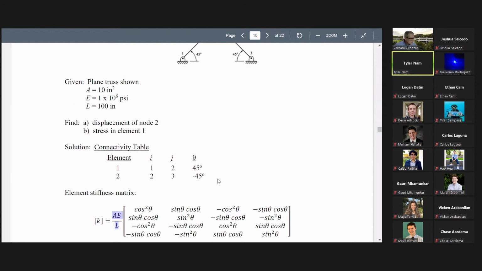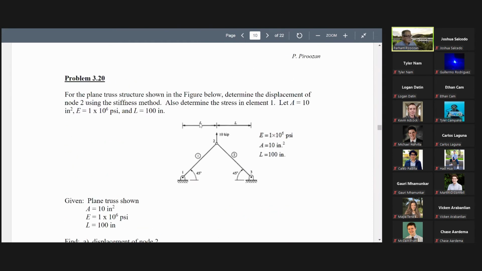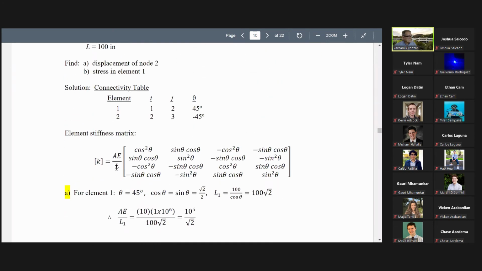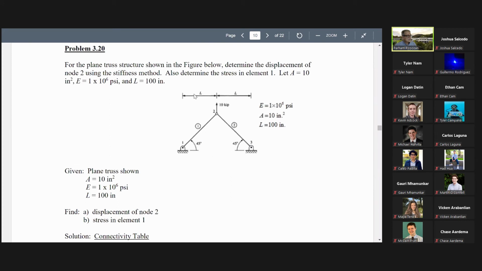I got 10 to the 5th over root 2. Anyone agrees with your friend? Yeah. All right, very good. You're right. Pay attention that this AE over L, this L is what? This L is not the same as this L. This L here is the length of the element. This L here is just this distance. And we know also this is angle 45 degrees, so we can find this length of the element.